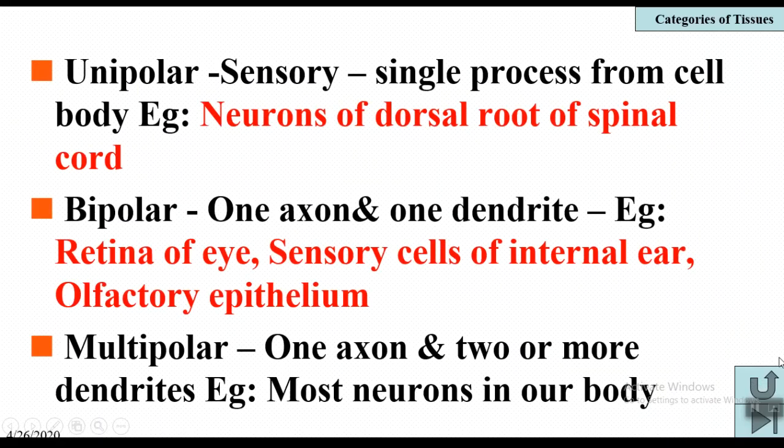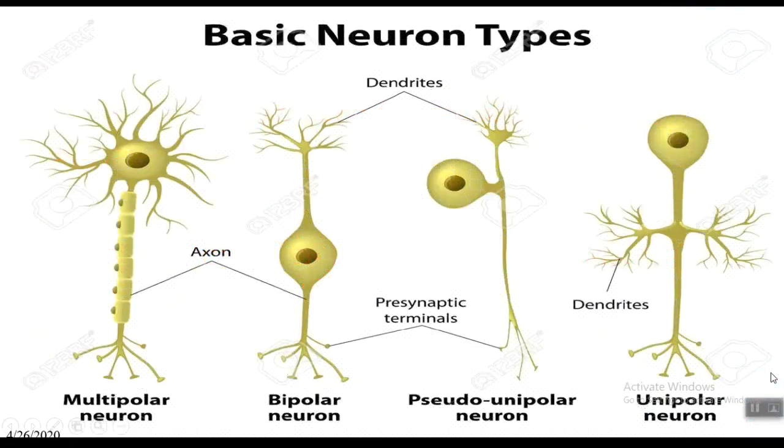Based on their nature, whether sensory or motor, neurons are called sensory neurons and motor neurons, afferent and efferent. All these we study in the nervous system.